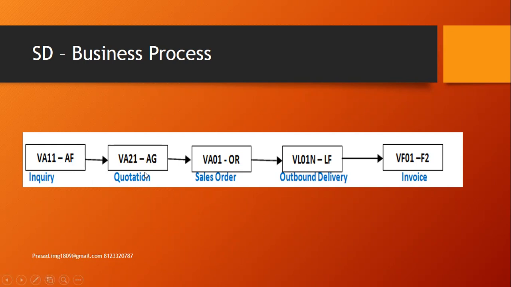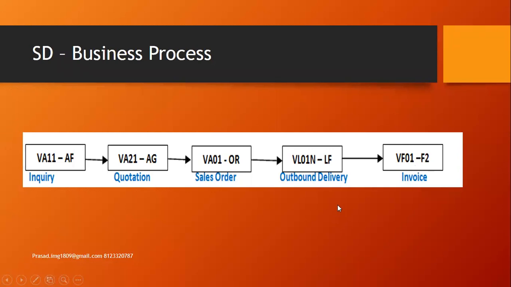The quotation will be created using the transaction code VA21. The document type is AG or QT. And VA01 is the normal sales order transaction code, and OR is the document type. VL01N is used to create the outbound delivery with reference to the sales order. The standard document type is LF, and with VF01 we create the invoice directly.